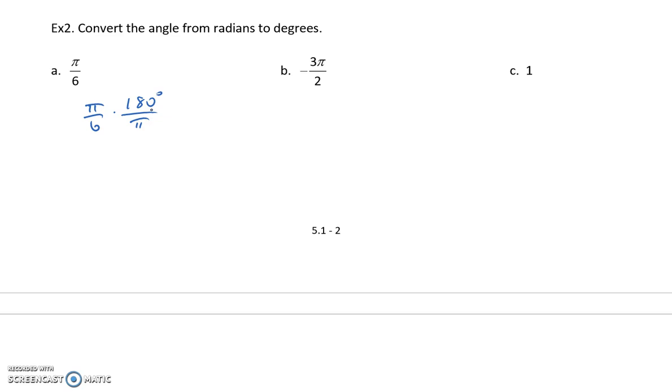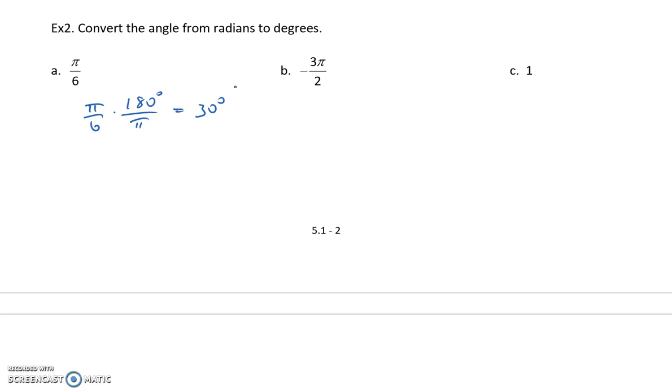6 goes into 180 30 times. The pi's cancel, and we obtain 30 degrees. Pi over 6 radians is equal to 30 degrees.